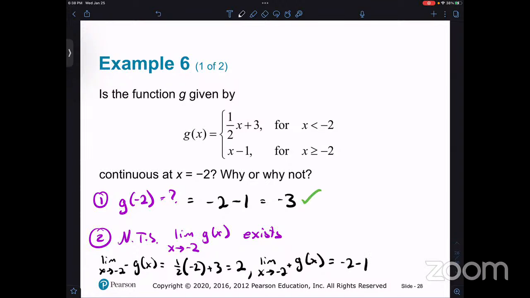So does the limit exist, yeah or nay? It should be clear. Does the limit exist? No. Coming from the left, our y values approach 2. Coming from the right, our y values approach -3. So does the limit exist? We would say no. So then, is the function continuous at x equals -2? We're going to say it's not continuous, because condition number 2 fails.